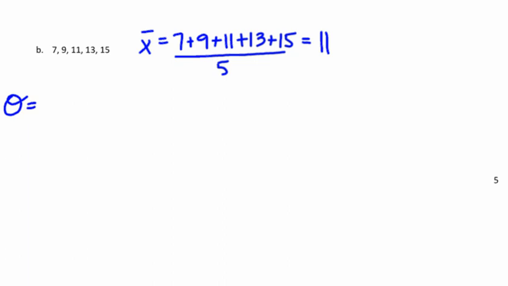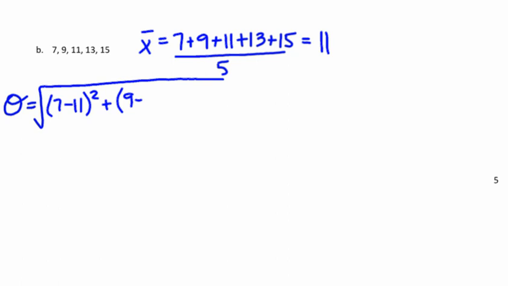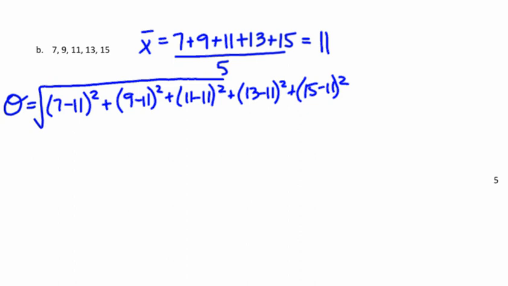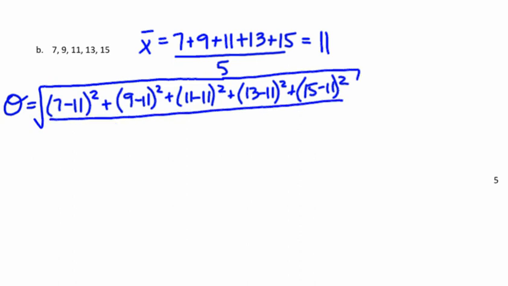Standard deviation equals the square root of the sum of all of the deviations squared divided by the number of terms. So let's find our deviations. How far away is 7 from 11 squared? Plus, how far away is 9 from 11 squared? Plus 11 minus 11 squared, plus 13 minus 11 squared, plus 15 minus 11 squared. And then all divided by the number of terms, which is 5.